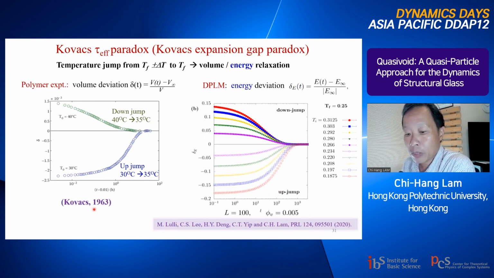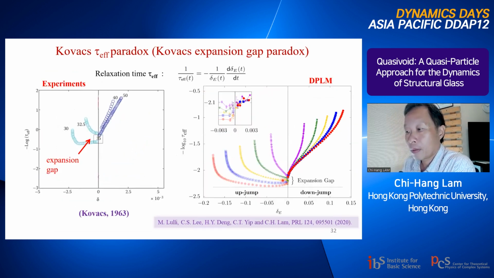Now, this is again the experimental result, and this is our lattice model simulation result by DPLM, in which we consider the energy relaxation. So we also produce up-down asymmetry, and we can take the derivative just like in the experiment. So this is the DPLM result again. Again, we see that for an up jump from a very low temperature, tau effective is longer than if you would do it for a down jump. And we also observe the expansion gap. So the lattice model successfully reproduces the paradox.